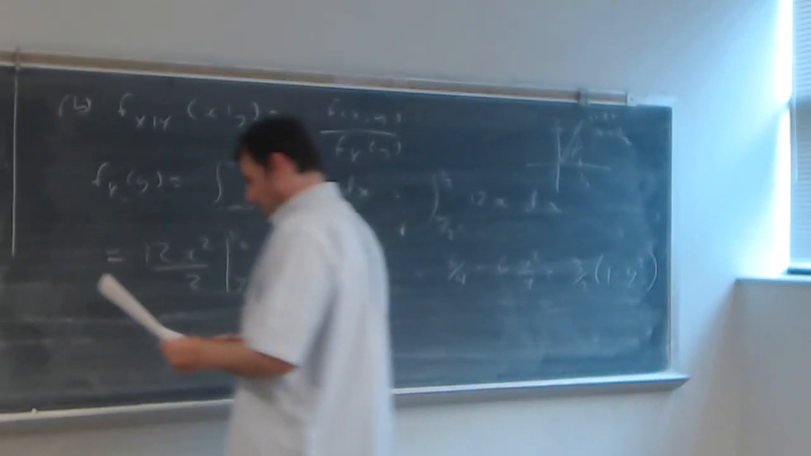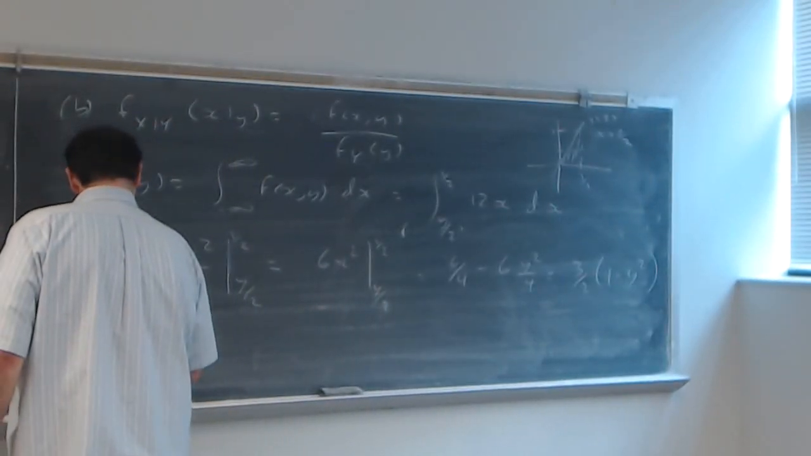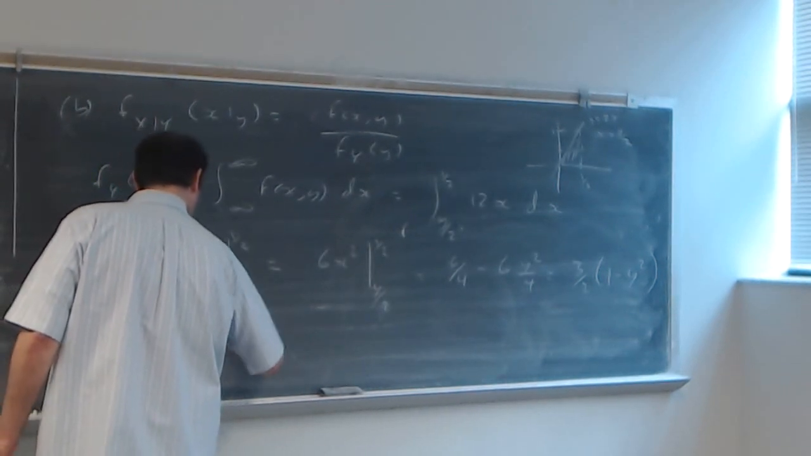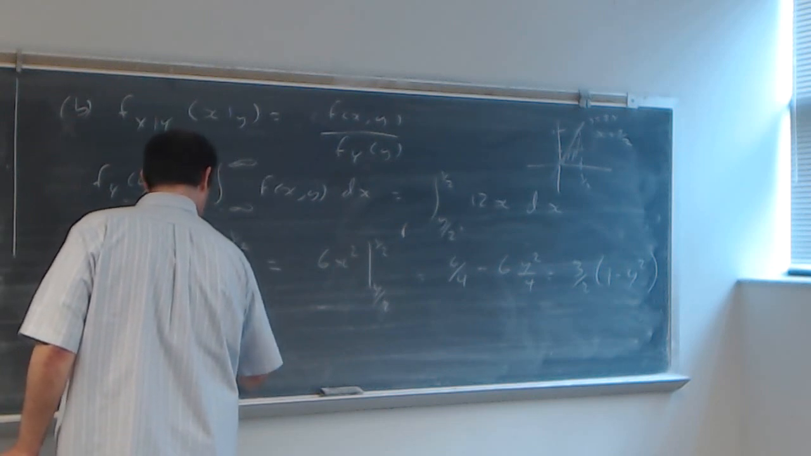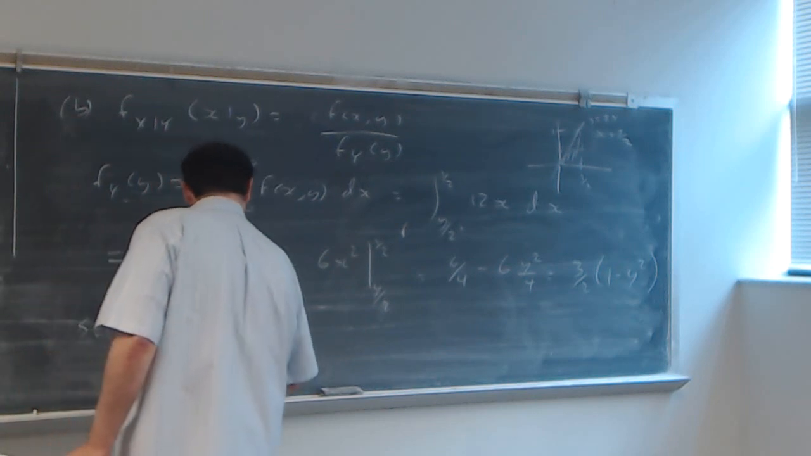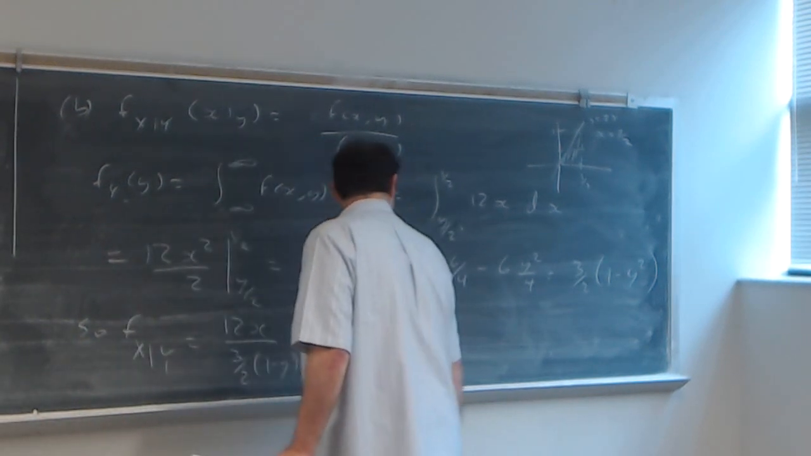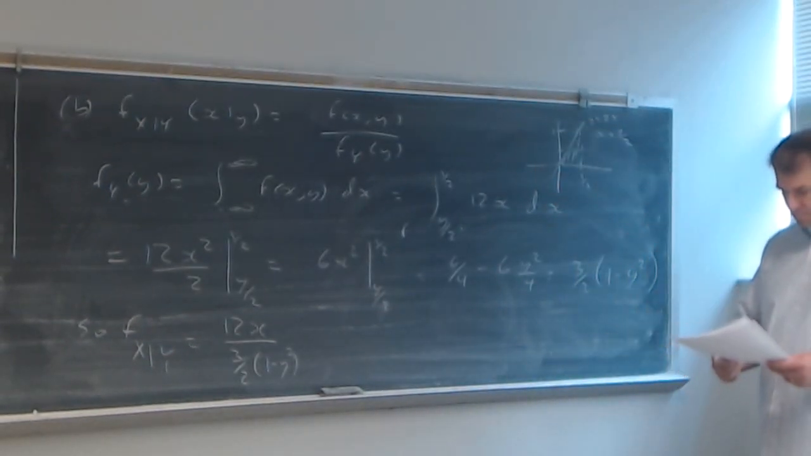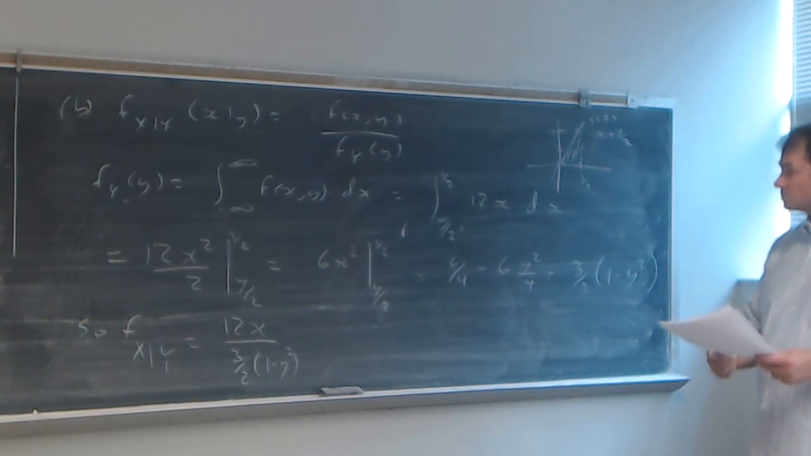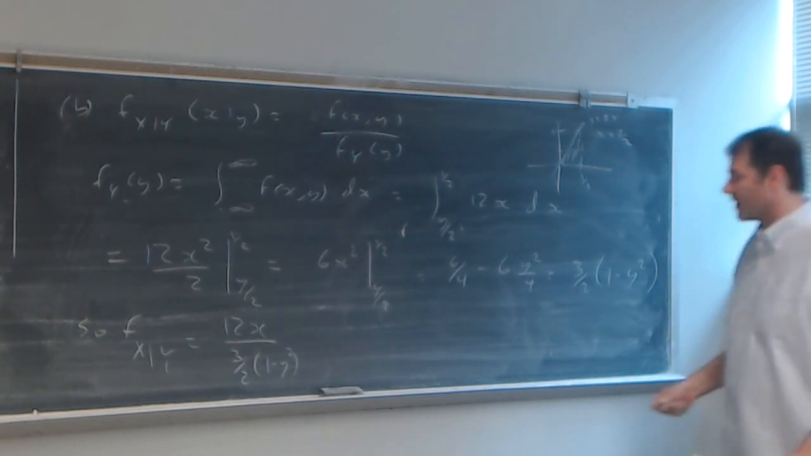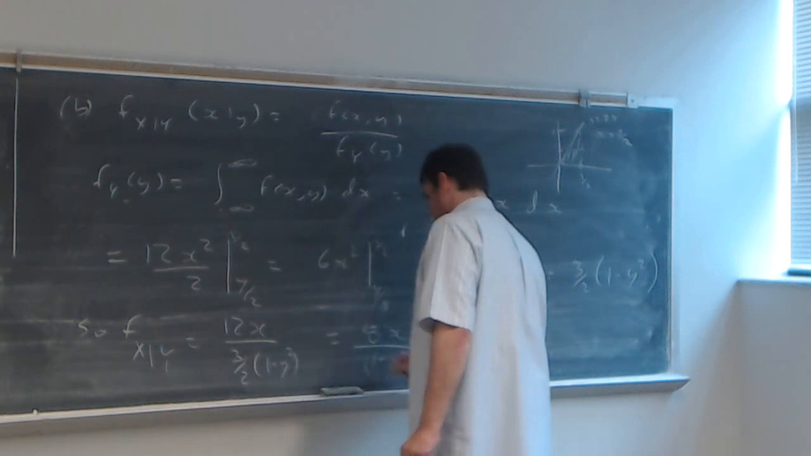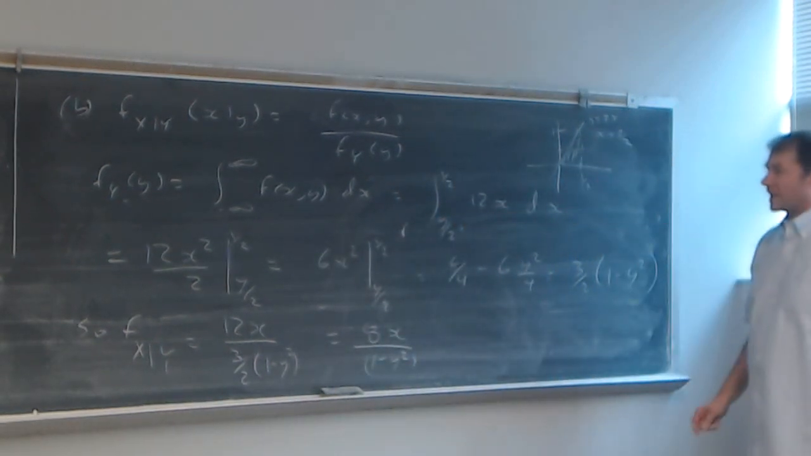Yes, that's right. So the conditional PDF of x given y is going to be 12x over 3/2 times (1 minus y squared). That's what I got. And so that's the same thing, if you will, as 8x over (1 minus y squared). Okay, so that's what we computed.